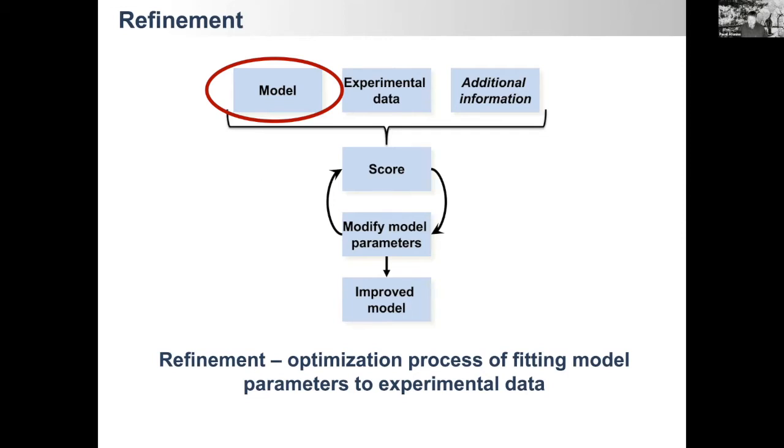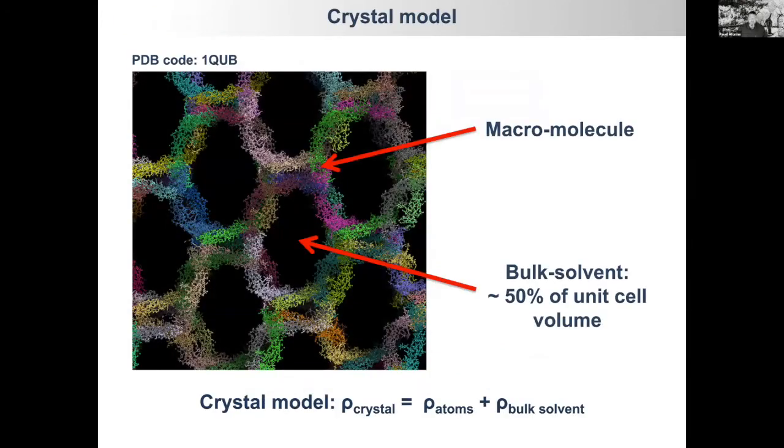So let's talk about the model. What exactly is a model? Well, we talk about crystals, and protein crystals are essentially liquid crystals. They contain a lot of solvent, and from statistical surveys we know typical protein crystals contain about 50% solvent occupying the entire volume. So that's a lot of solvent, and there's a macromolecule, of course, right?